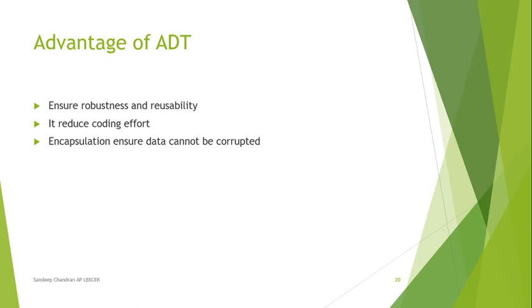Encapsulation ensures data cannot be corrupted. How insertion is performed is hidden from the user. The other user doesn't need to know how it is implemented. We are just thinking about how to use it. So ADT will provide the information: this is the structure. It will be more clear when we discuss other data structures.